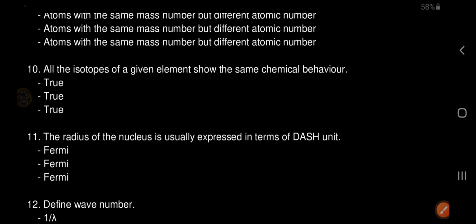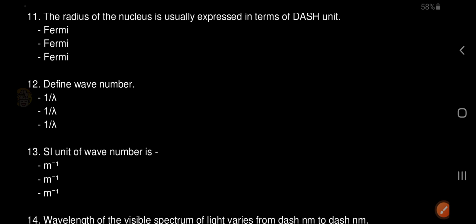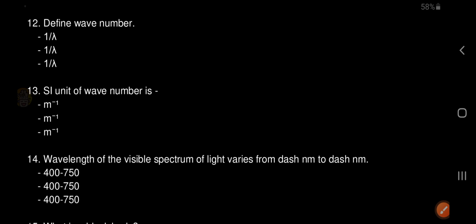All the isotopes of a given element show the same chemical behavior. True. The radius of the nucleus is usually expressed in terms of dash unit. Fermi. Define wave number. 1 by lambda, where lambda is the wavelength. SI unit of wave number is meter inverse, that is meter power minus 1.